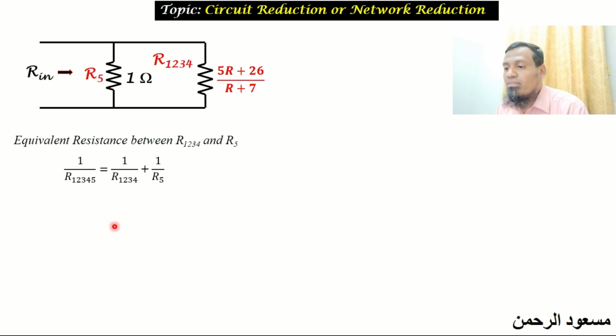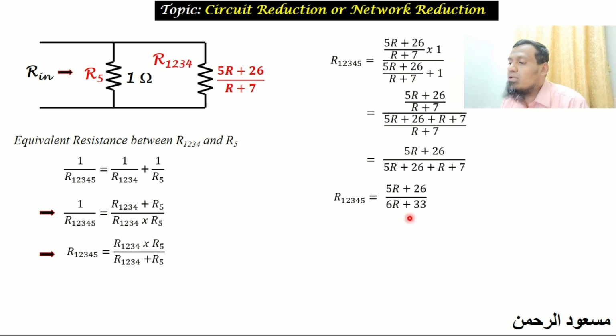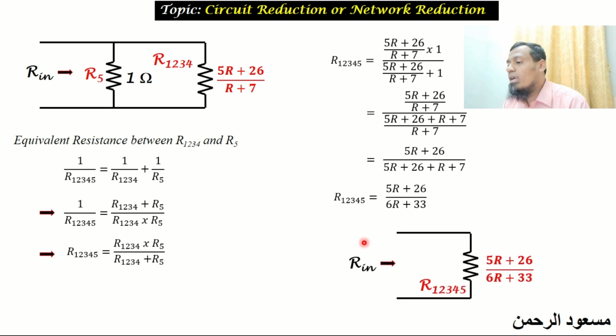And by simplification, we can come up to this, put up the values. So R1234 is this value and R5 is 1 ohm. So here we have taken the product of the two resistances, and here we have added the two resistance values. By simplification, you will reach the answer of R12345 equal to 5R plus 26 divided by 6R plus 33. The given circuit is having only one resistance, which is termed as R12345, meaning that this is the equivalent resistance here.